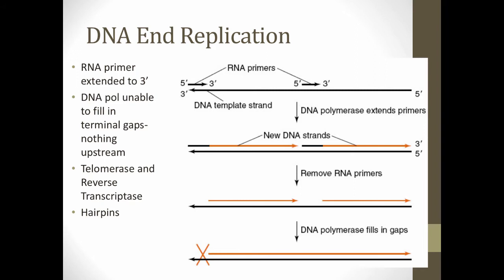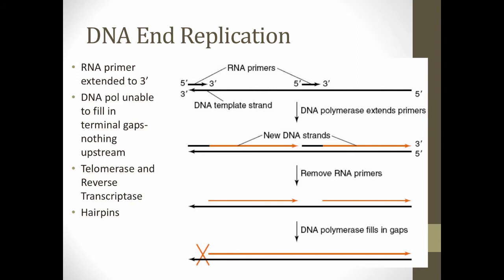So I mentioned that DNA end replication is a problem. So replicating linear ends of DNA is a problem. There's a couple ways that organisms have overcome this problem. The most obvious is that they get rid of DNA ends by having a circular chromosome. Other options are using enzymes like telomerase and reverse transcriptase.